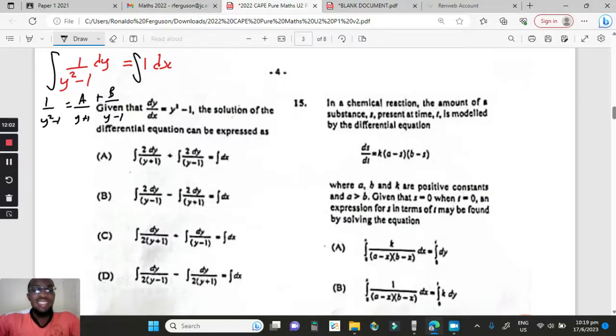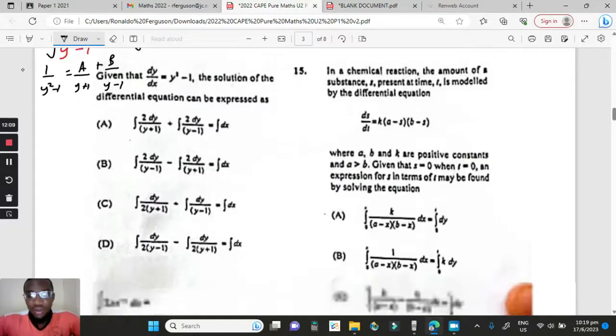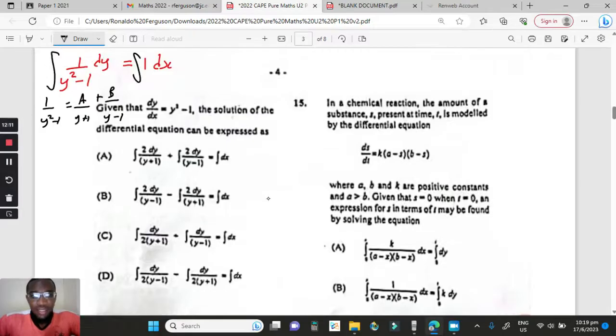Now this is so stupid, CAPE. You don't give us any space to work out the question. How are students going to work out the question, CAPE? Do better.